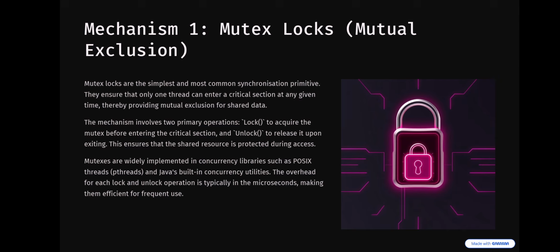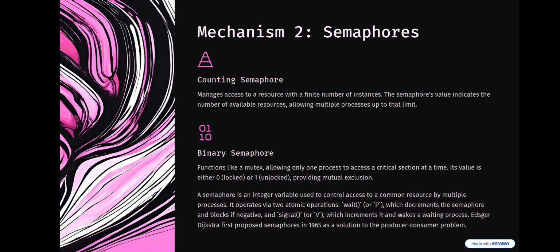Mutexes are widely implemented in concurrency libraries such as POSIX threads, pthreads, and Java's built-in concurrency utilities. The overhead of each lock and unlock operation is typically in the microseconds, making them efficient for frequent use. Then there is mechanism number two, semaphores. So, what are semaphores? A semaphore is a counter.